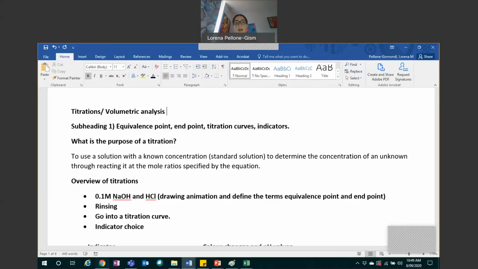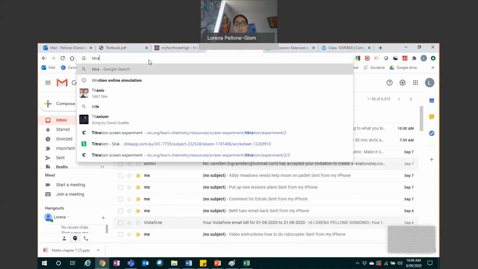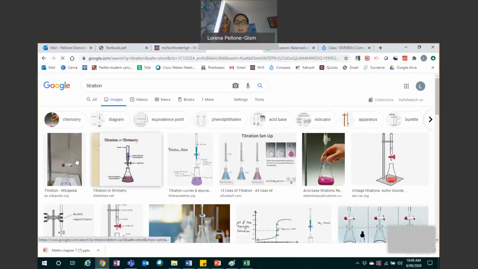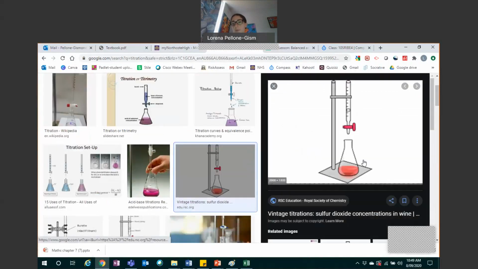Now, when you look up titration on the internet, what do you get? You get this setup every time, and you recognize this from Stile and what the different components of a titration are. It's a pretty basic technique, but it's under the umbrella of analytical chemistry. Analytical chemistry is all about working out either what is in something or how much is in something.